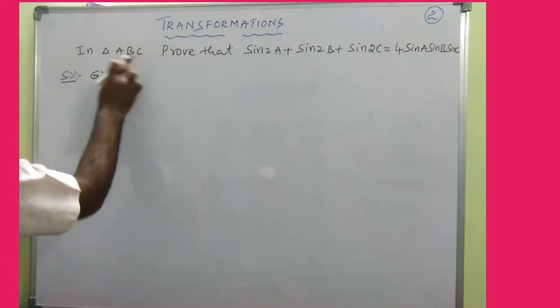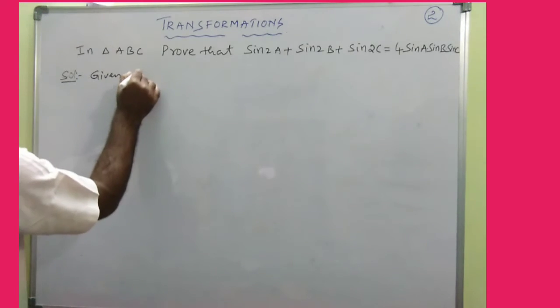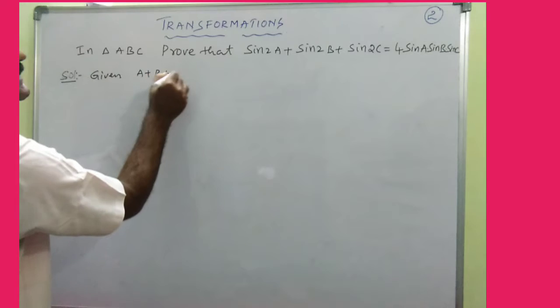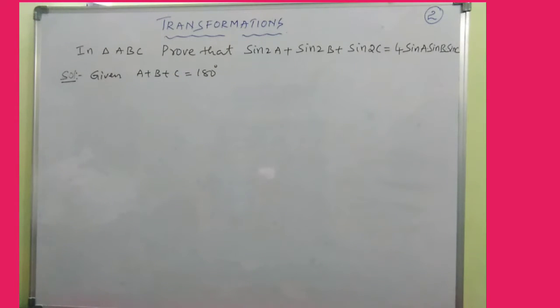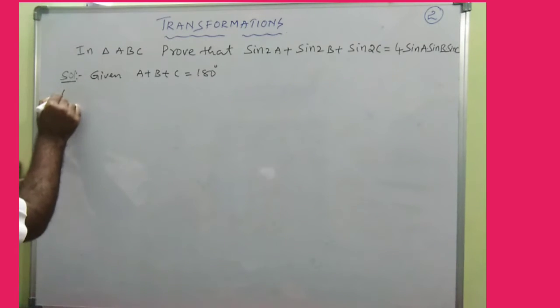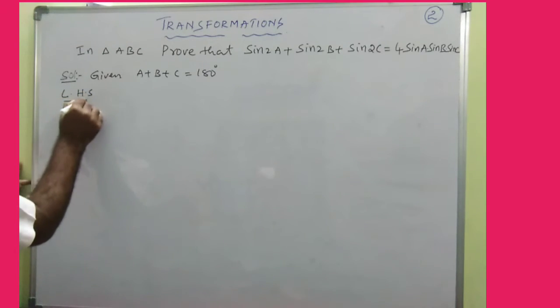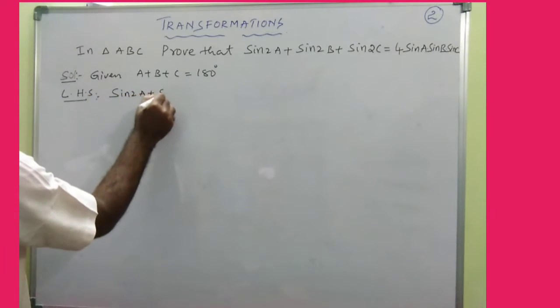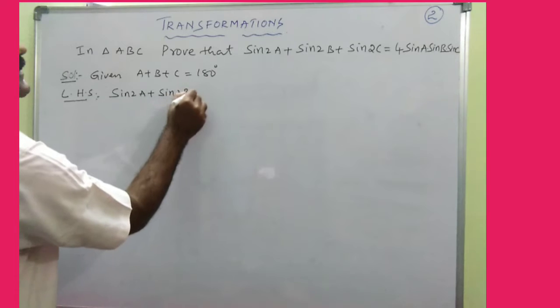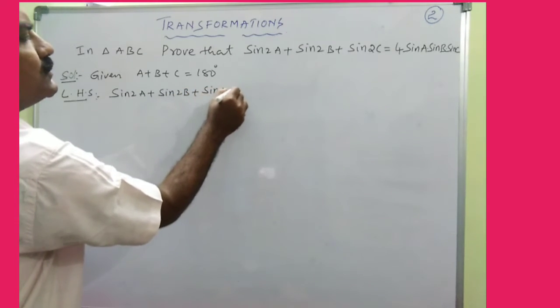see what is given: in triangle ABC. In triangle ABC, the meaning is the sum of the angles A plus B plus C is equal to 180 degrees. That is the meaning of in triangle ABC. Okay, so let us consider the LHS: sin 2A plus sin 2B plus sin 2C.